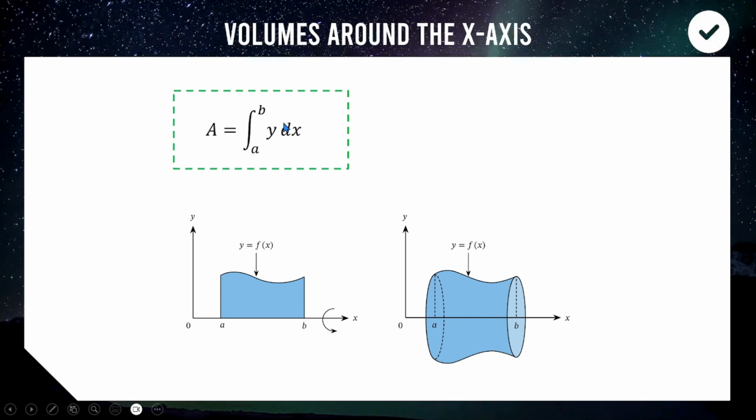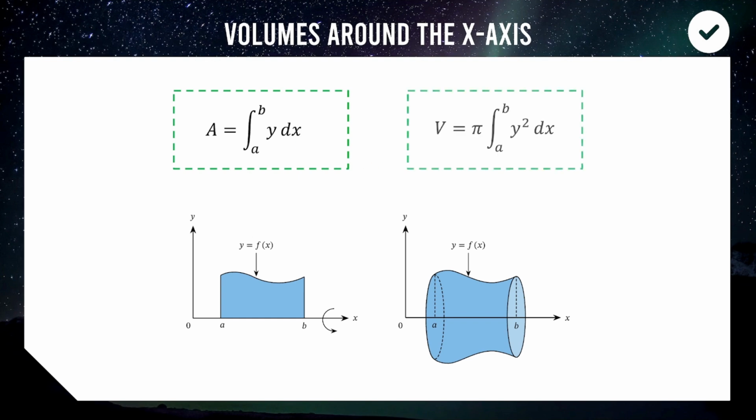So instead of adding together y's, we're adding together pi y squareds, and that's why our formula looks something like this if we are rotating around the x-axis. If we were rotating around the y-axis, we would just swap the variables, and our two limits would be y values, and we'd be integrating with respect to y.